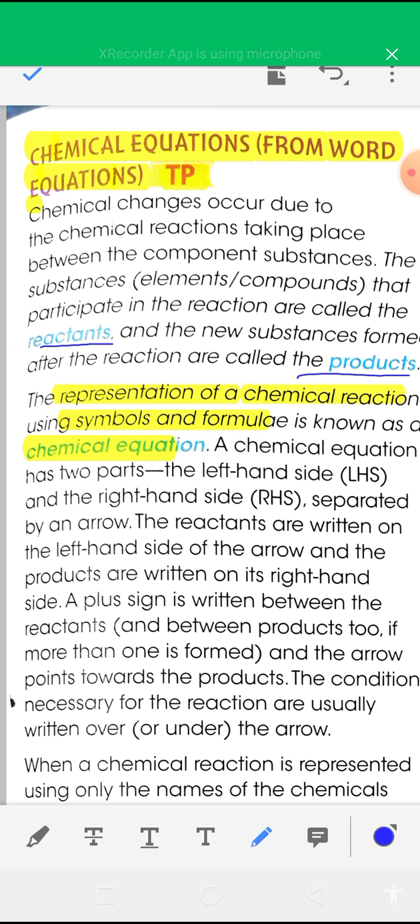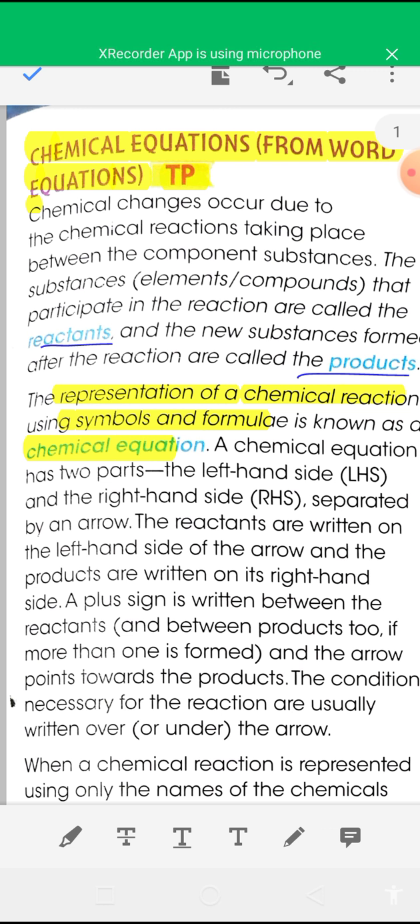So a chemical reaction can be represented in two ways: the word equation and the chemical equation. A chemical equation has two sides, the left hand side and the right hand side. On the left hand side you write the symbols or formulas of the reactants. On the right hand side you write the symbols and formulas of the products. You give an arrow between reactants and products, and if there is more than one reactant or product, you give a plus sign between the two reactants or products.